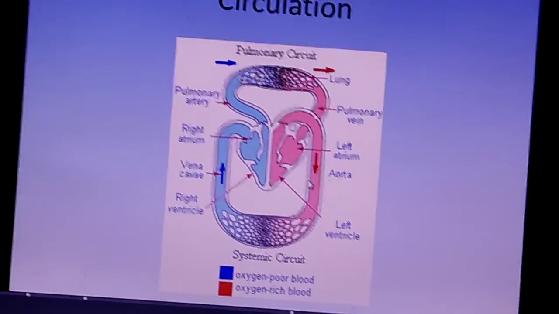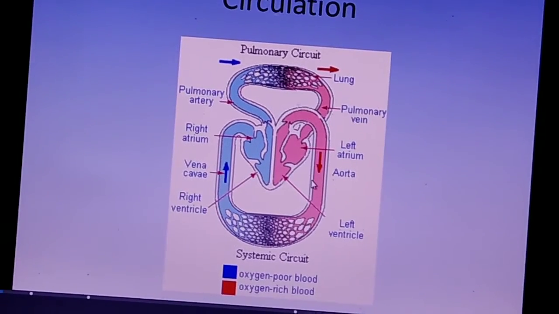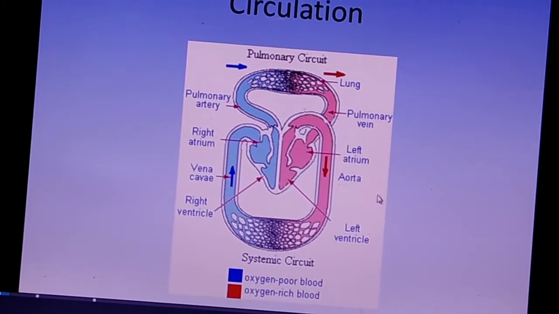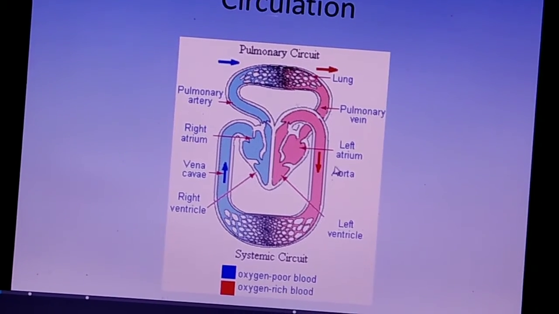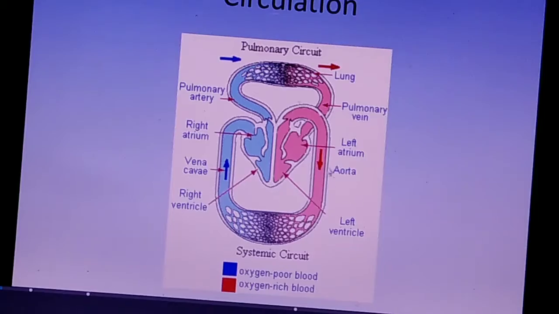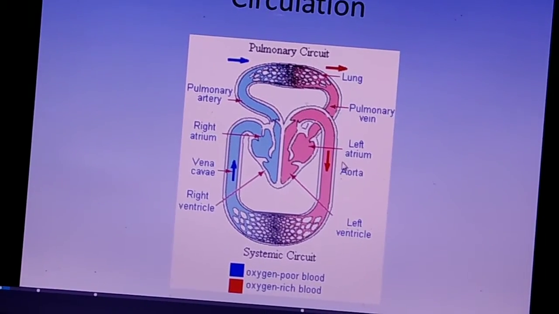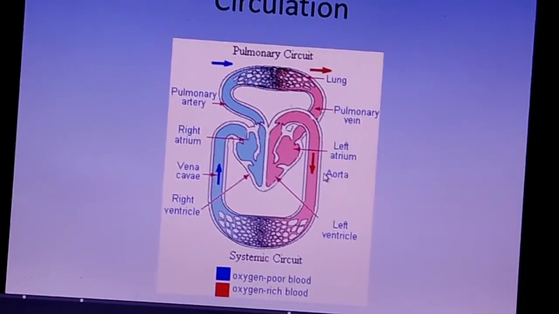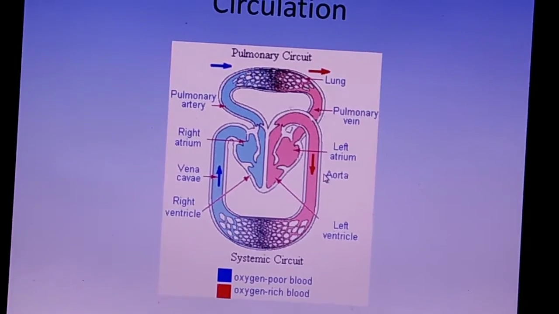After that, the oxygenated blood comes into the left atrium through the pulmonary vein, from the left atrium to the left ventricle through the bicuspid valve, then through the aortic valve it comes to the aorta. The aorta further distributes the blood to different organs.